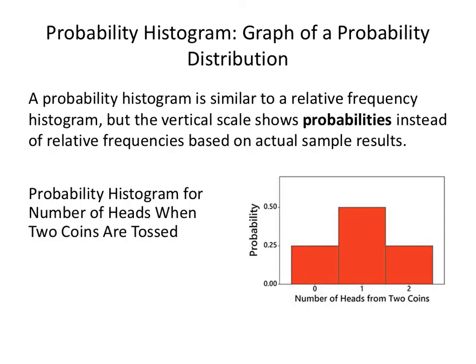A probability histogram is similar to a relative frequency histogram, but the vertical scale shows probabilities instead of relative frequencies based on actual sample results. And you can see here, this vertical scale, or our y-axis, has probabilities instead. So this is the probability histogram for the number of heads when 2 coins are tossed.